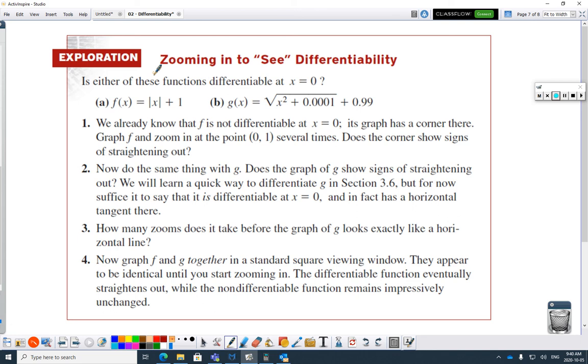Any questions about differentiability in general? More time on any of that?